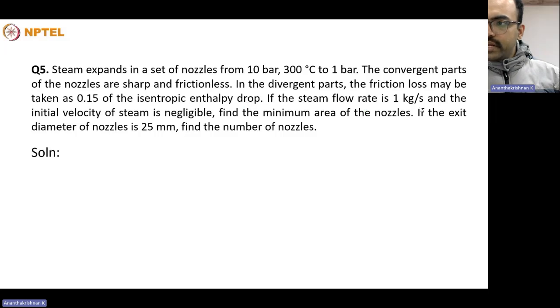If the steam flow rate is 1 kilogram per second and the initial velocity of the steam is negligible, find the minimum area of the nozzles. If the exit diameter of the nozzle is 25 mm, find the number of nozzles.